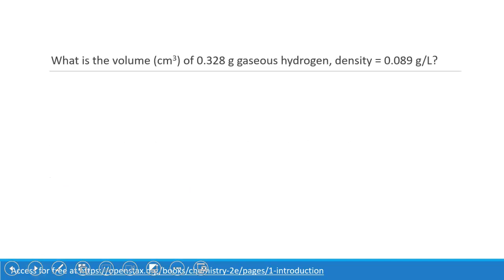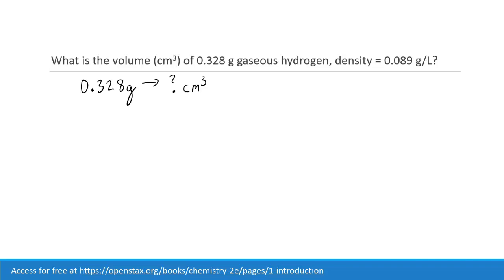The next question, what is the volume of 0.328 grams of gaseous hydrogen given a density of 0.089 grams per liter? In this question, the given information is 0.328 grams. And the question asks, what is the volume in centimeters cubed?